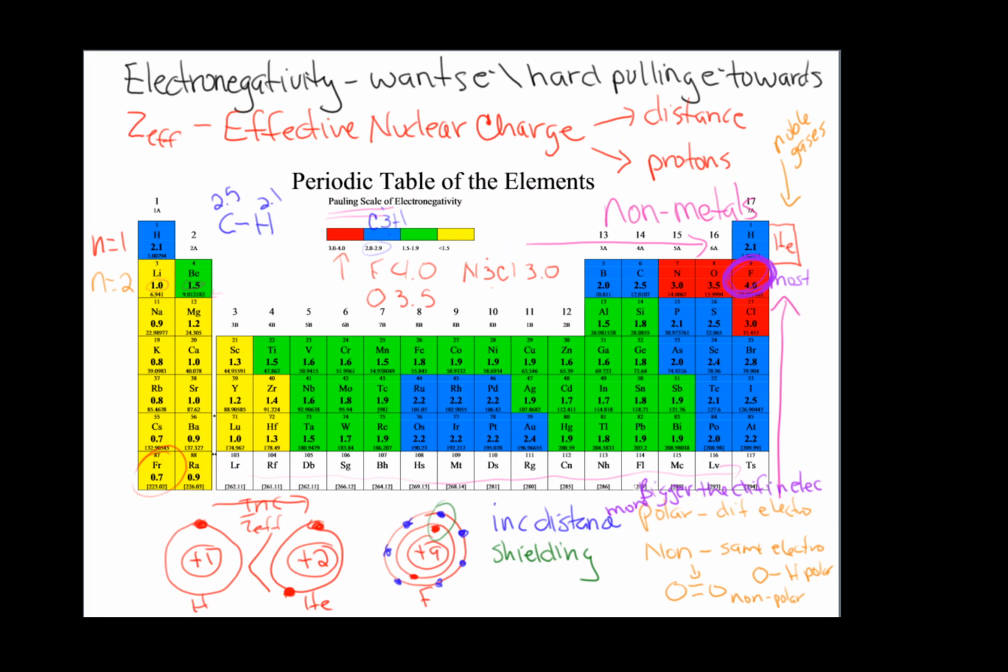Okay. Electronegativity, how much an atom wants electrons or how hard it's pulling towards itself. Fluorine is the absolute most electronegative, and so compare everything to it, and that gives you the generic trend. If you need more specifics, find the Pauling scale, and that will give you the exact numbers.